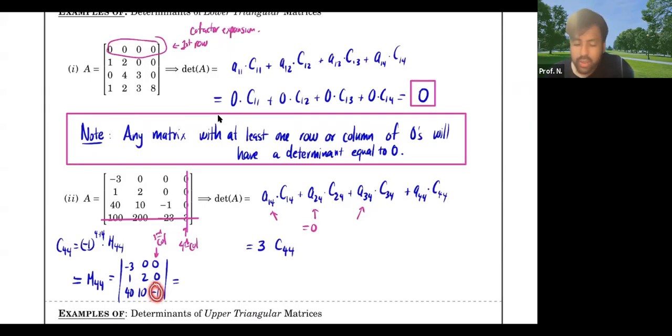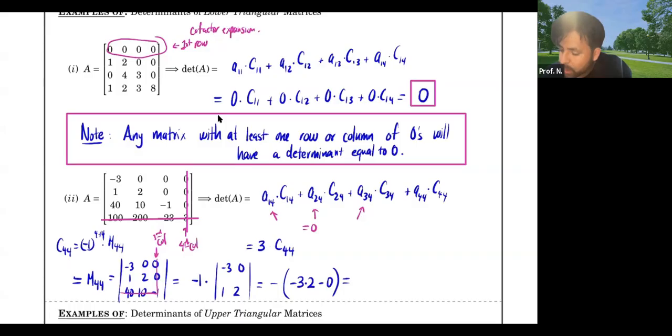Now, -1, what's the entry in this particular matrix? This is 3 plus 3, 3, right? So that's okay. So this is going to be a -1 multiplied by, now, look at this. This will be the determinant of -3, 0, 1, 2. This is negative, parentheses, -3 times 2 minus 0. This is +6. So this equals 3 times 6, which is 18.